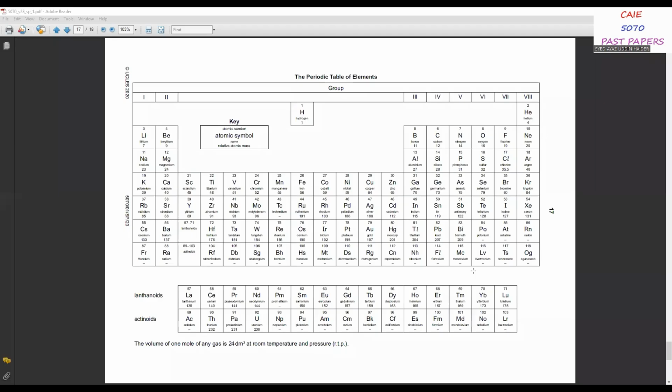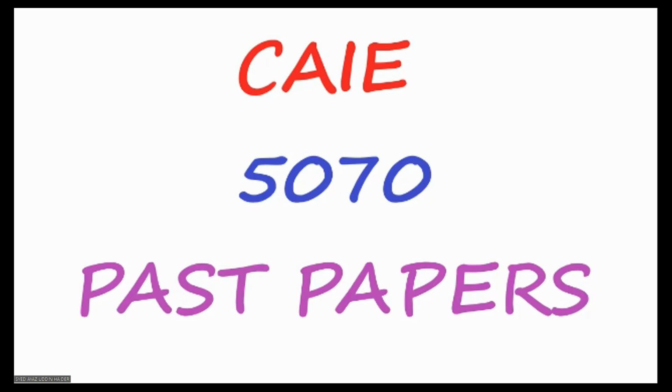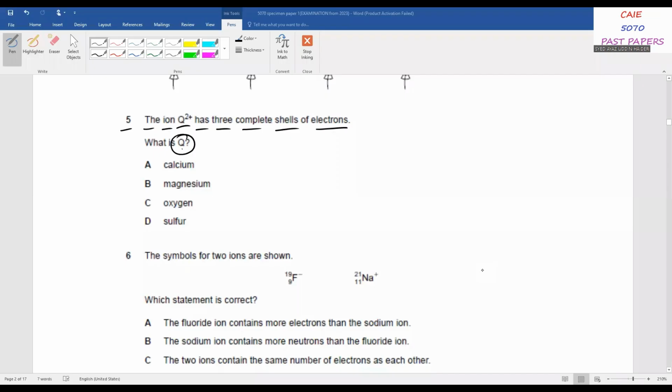If you look at the periodic table, calcium is present in group 2 and it is in period 4. It will definitely lose electrons, and after losing 2 electrons, it will be left with 3 shells. Coming back to the question, so choice A will be the correct answer.